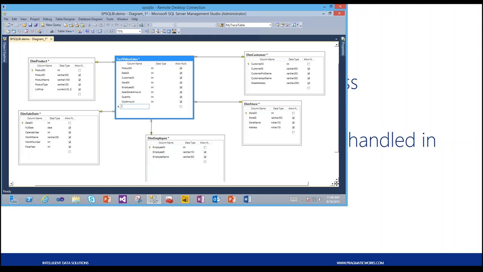So measures that are non-additive are going to be better handled in the data access tool. It may not be SSAS. You may not be an SSAS shop. You may be using some other reporting technology like Tableau, or maybe you're doing it in Power BI, or Power Pivot, or something else. Those types of calculations like profit margin are going to be better handled in the data access tool. And certainly SSAS can handle those types of calculations.